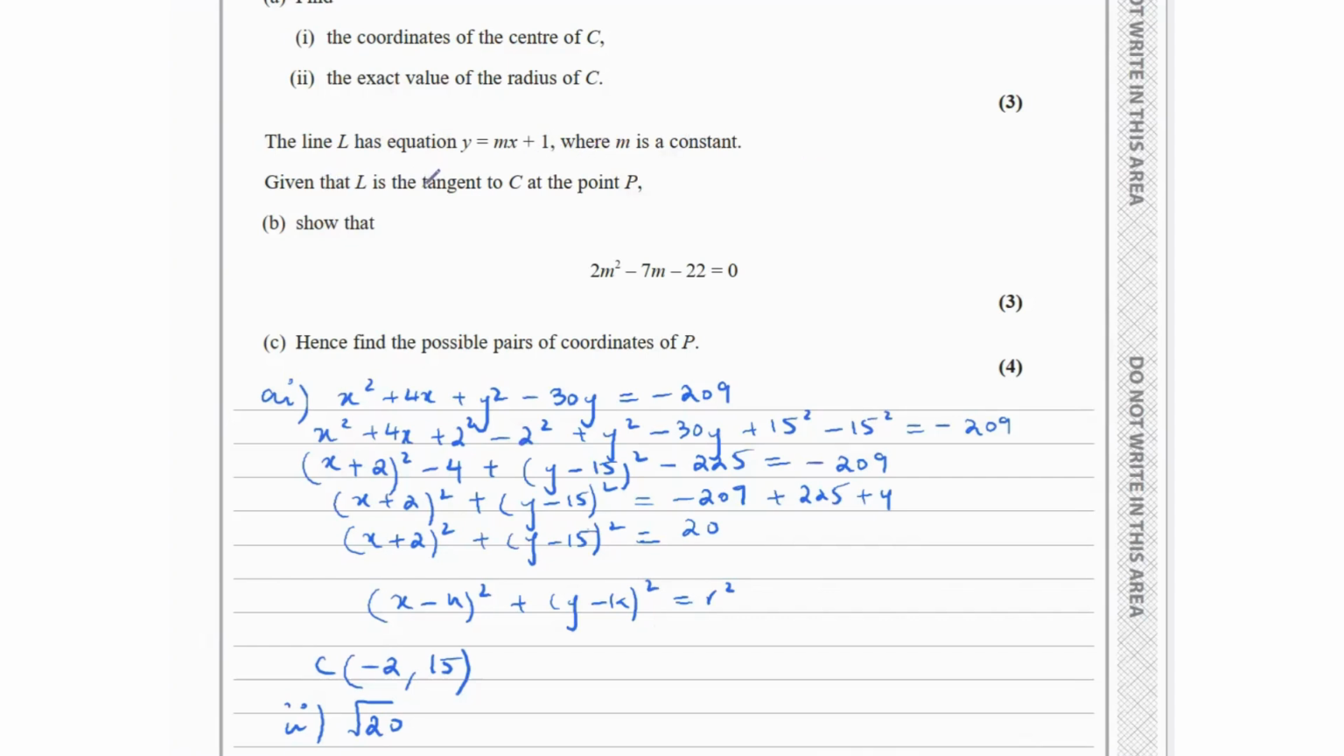Then it says line L has equation y equals mx plus 1 where m is a constant. Given that L is the tangent to C at the point P, show that 2m squared minus 7m minus 22 equals 0.